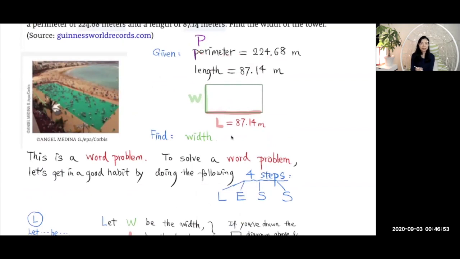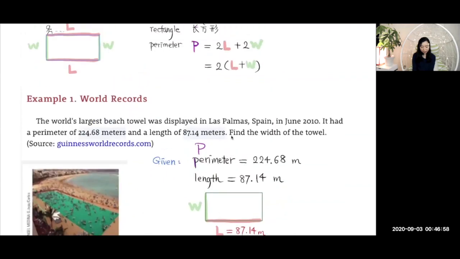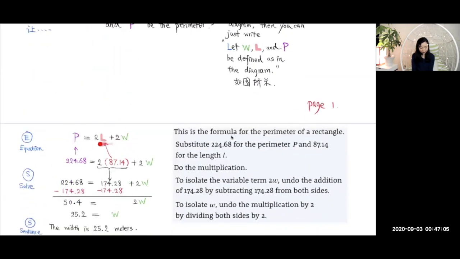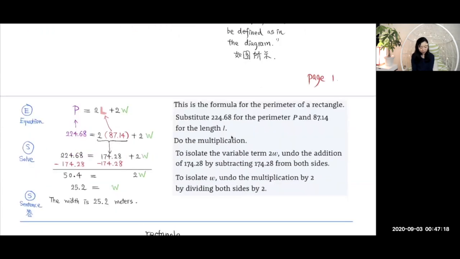So naturally, we think about the formula for the perimeter of a rectangle, right? So we use the formula P equal to L plus 2W. And this is the formula for the perimeter of a rectangle. Now we can substitute the perimeter as this number, substitute the length over here to be this number, and W is the one that we're looking for, so we leave it like that. Now we get the equation.